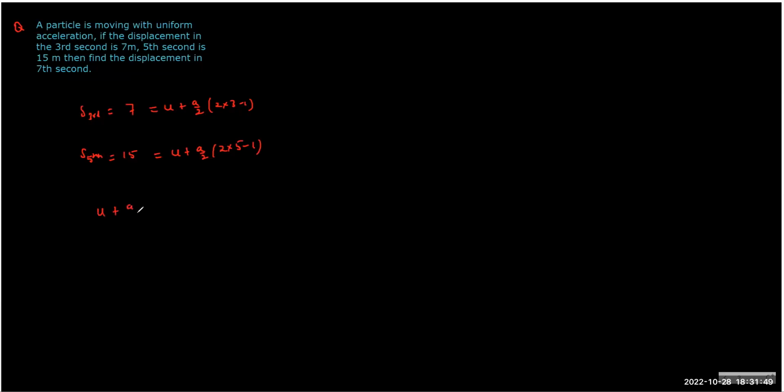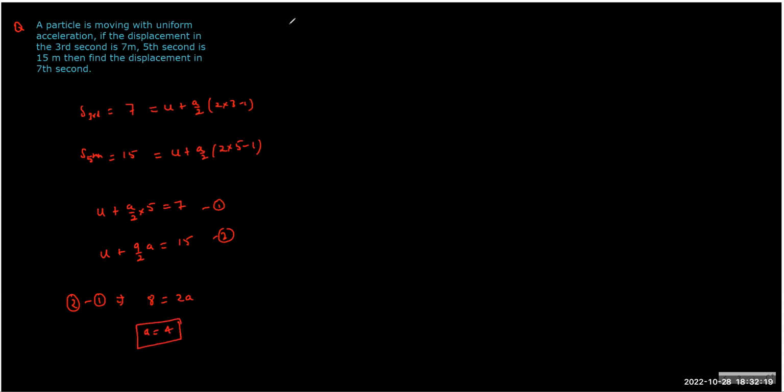So u plus a by 2 into 5, and u plus 9 by 2 into a. We can subtract, okay? Like this, 2 minus 1. So 2 minus 1 implies 8 equals 2a. a turns out to be 4, right?